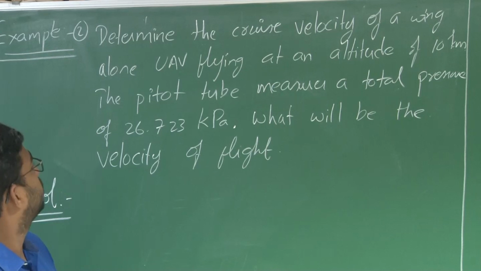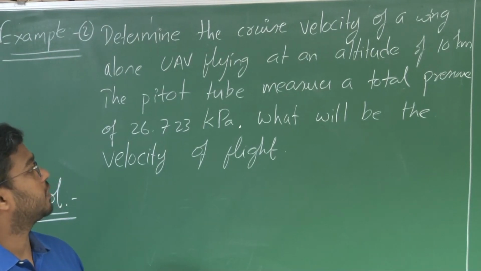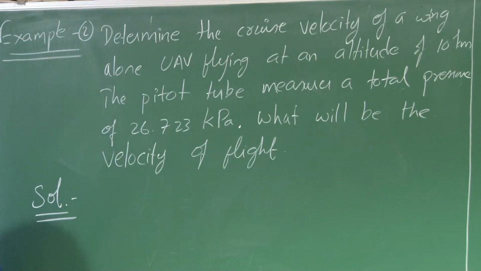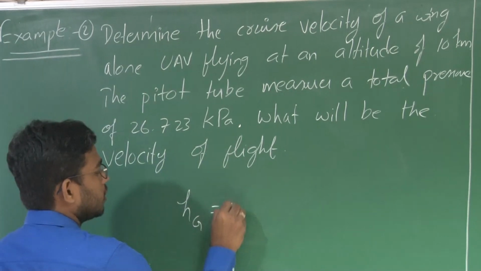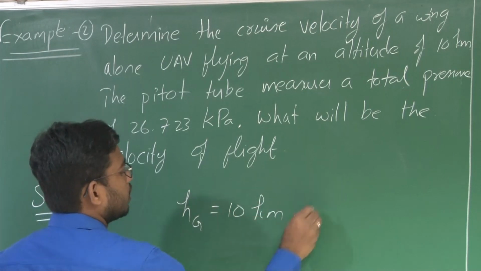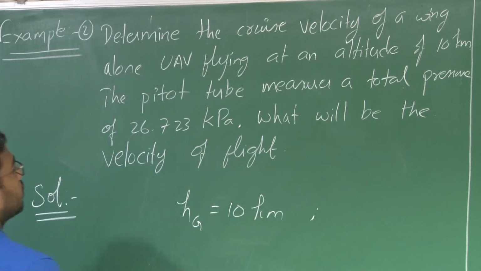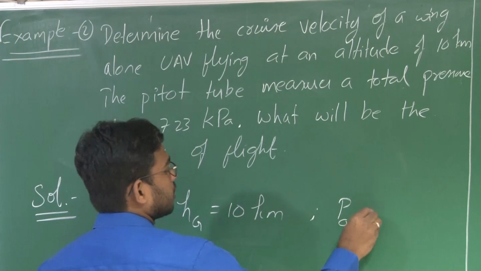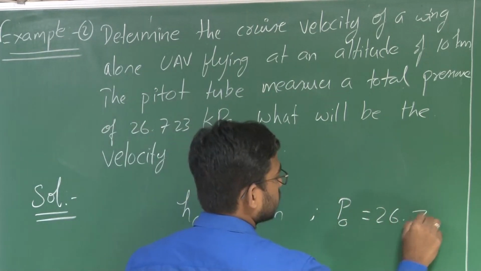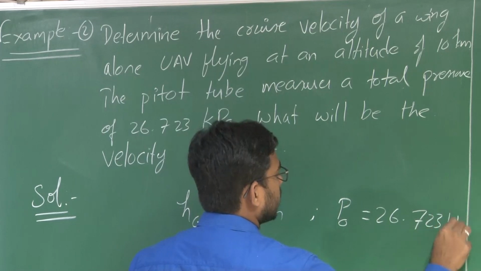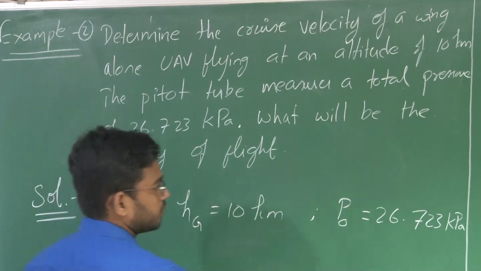Now, let's look at example 2. Determine the cruise velocity of a wing-alone UAV flying at an altitude of 10 kilometers. The pitot tube measures a total pressure of 26.723 kilopascals. What will be the velocity of flight? So we need to determine the velocity of flight at 10 kilometers altitude. Hg is 10 kilometers, and the total pressure at 10 kilometers altitude is 26.723 kilopascals.